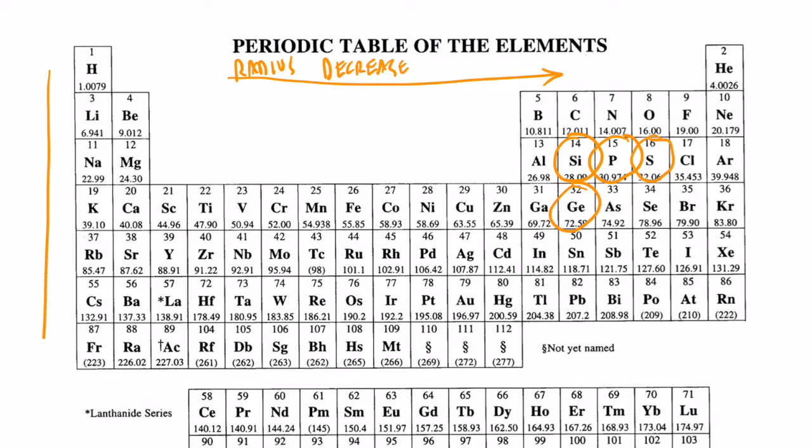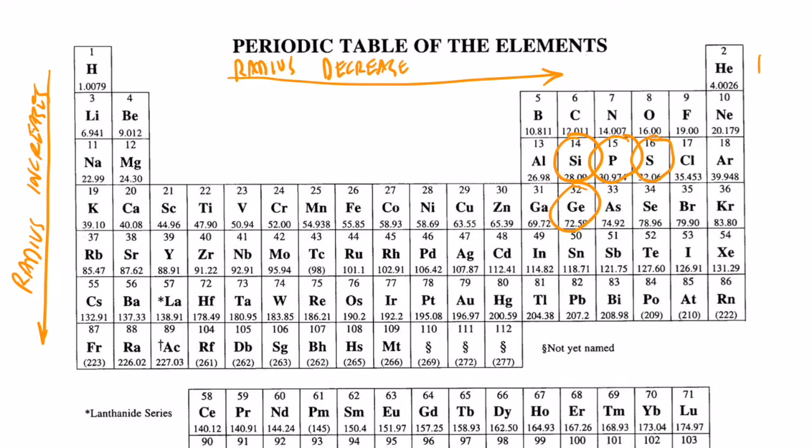Now when you move down a group, the radius increases, and that's because you're gaining energy levels, so you're physically farther away from the nucleus. But in addition to that, the inner levels are pushing out the outer levels. The shielding effect kicks in, so those inner electron layers are pushing away those outer electron layers, increasing the radius.